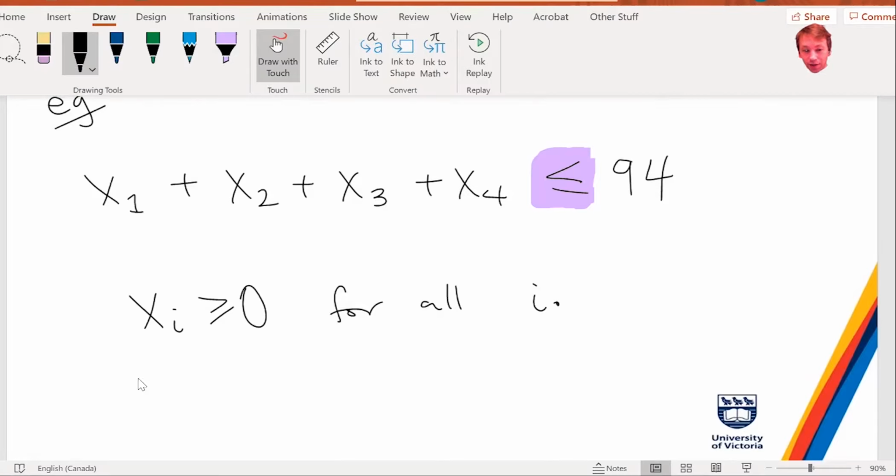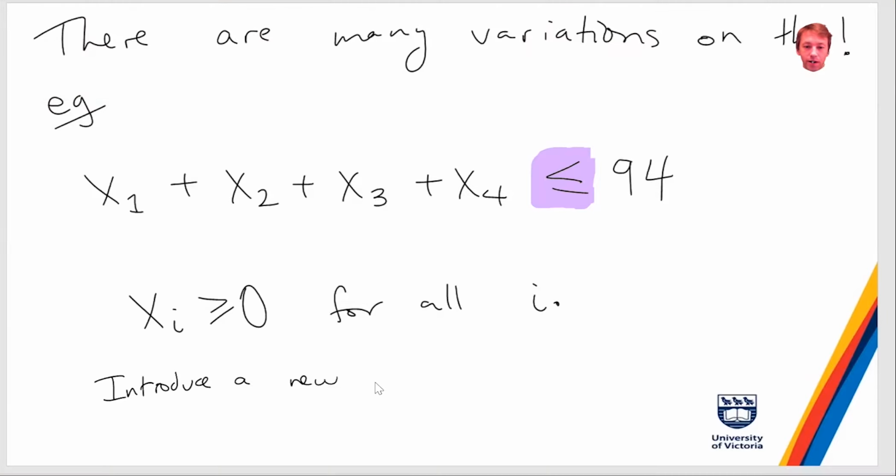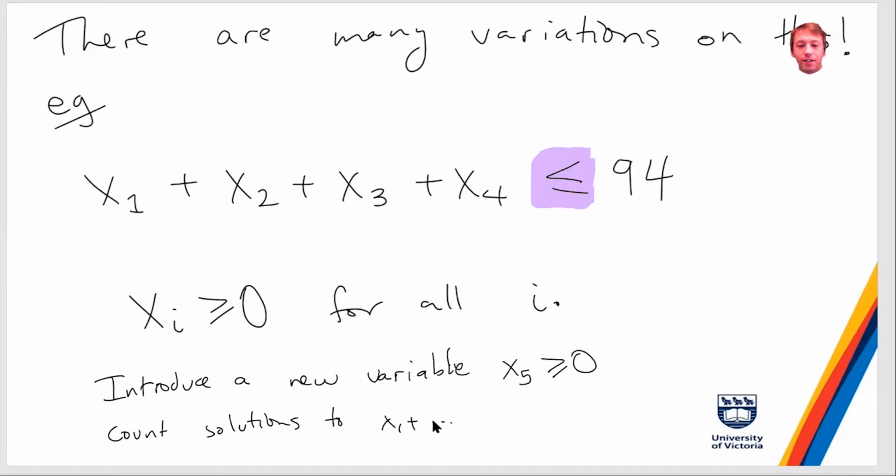So what I'm going to do is introduce a new variable. Let's call it x5. And we put the constraint that x5 is always non-negative. And then we count the solutions to x1 plus x2, x3, x4, x5 equals 94, where all of the xi are at least 0.